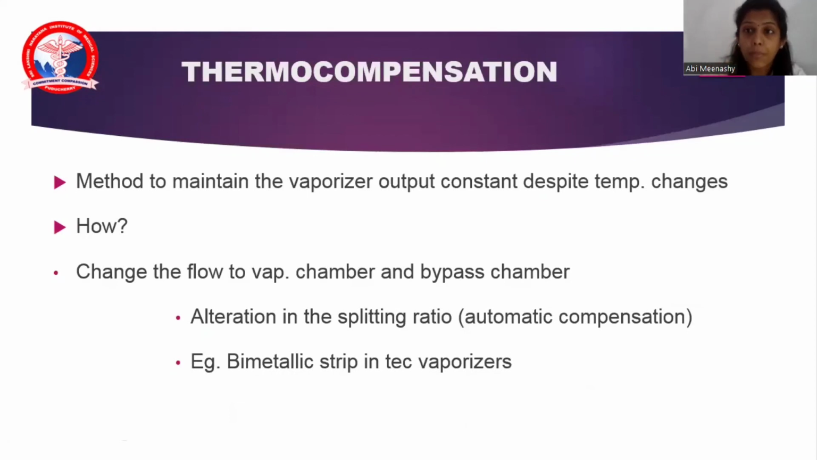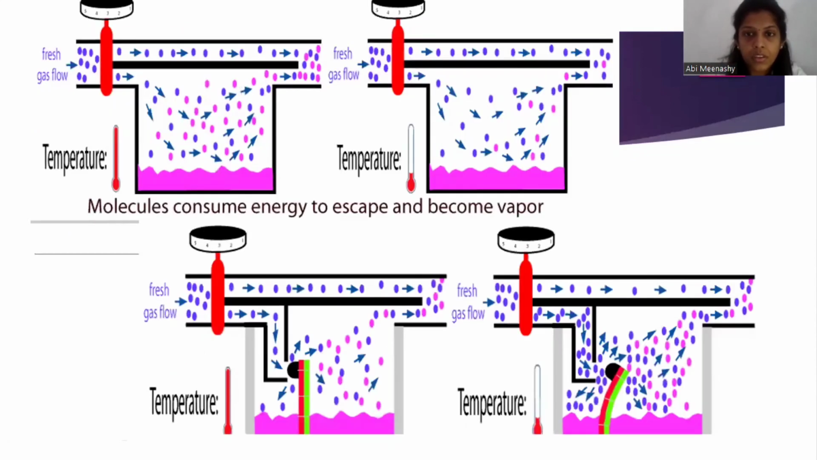Thermocompensation: how do we compensate for the lost temperature in the vaporizer? So how the metallic rod works according to the temperature: it opens and lets a lot of fresh gas flow into the vaporizing chamber when the temperature is low. When the temperature is higher, it closes and limits the fresh gas flow going inside the vaporizing chamber.